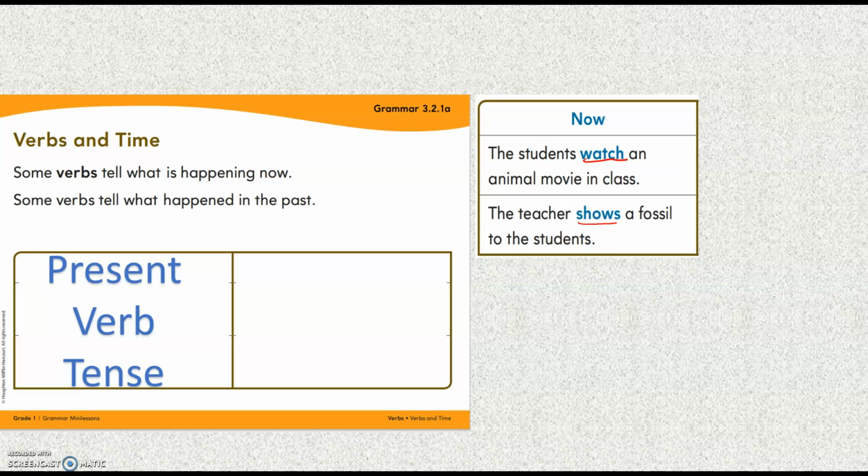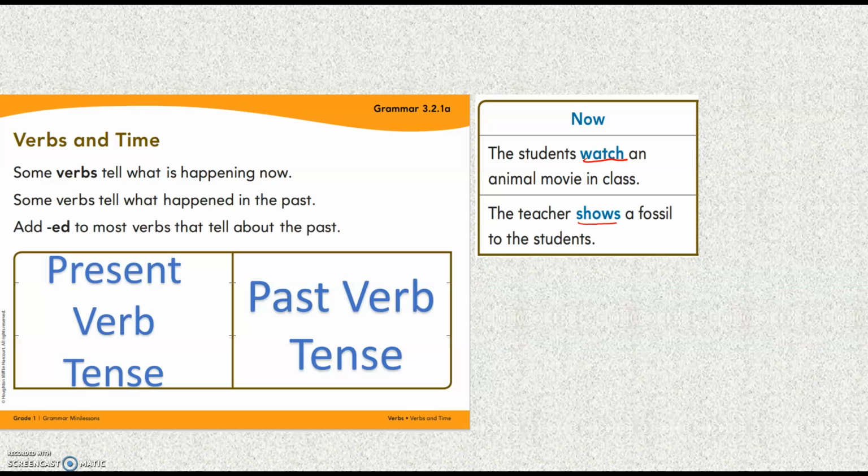Some verbs also tell what happened in the past, and we call those past verb tense. To help you identify when to use a past verb tense or when a verb is in the past, we're going to be adding the ed to most of the verbs to help us know when it happened in the past. Let's look at these same sentences and watch how we change the sentences to identify and show that it's happening in the past.